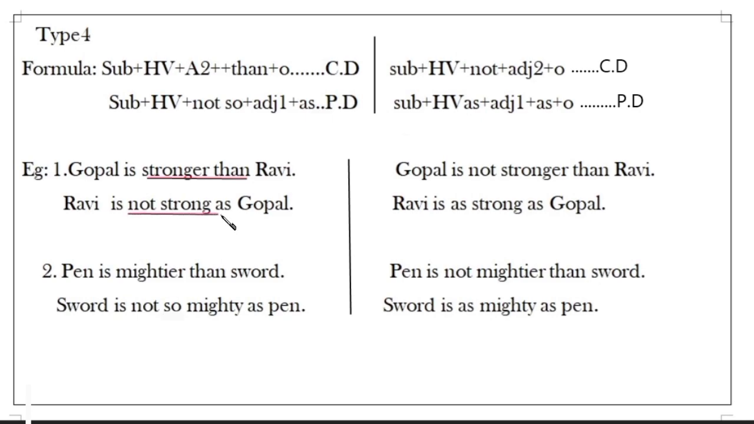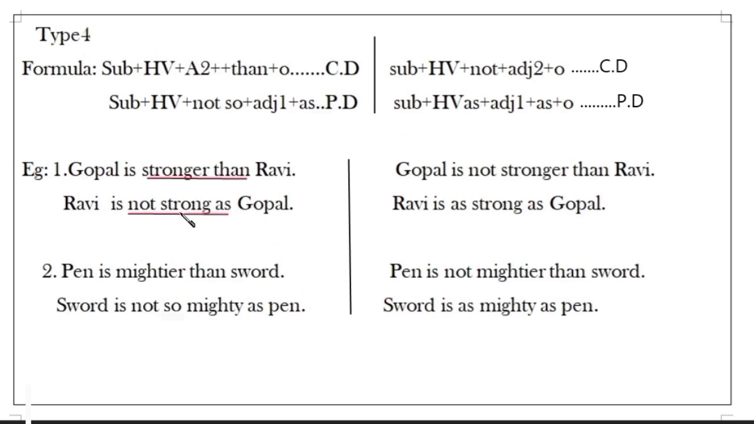Here the comparative degree is in positive form, so the positive degree is written in negative form. Keep that in your mind. In the first sentence, adjective 2 is used because it is comparative. In the second sentence, adjective 1 is used because it is positive degree. When the comparative degree is in positive form, the positive degree is written in negative form according to that structure.